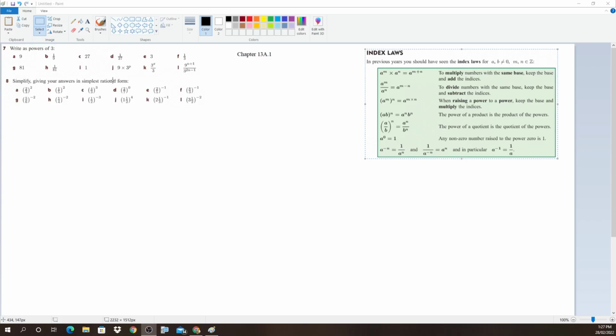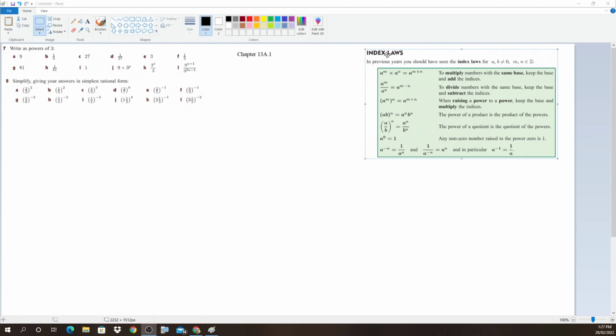Okay, welcome back. I've been asked to do a few questions. This is General Maths, Chapter 13A.1 in relation to indices. Here are a few questions I've been asked to do, particularly the latter part of question 7 and also some of question 8.